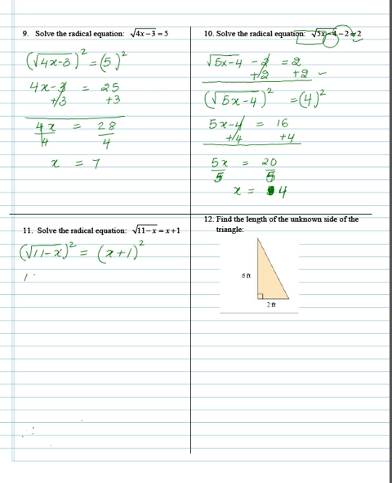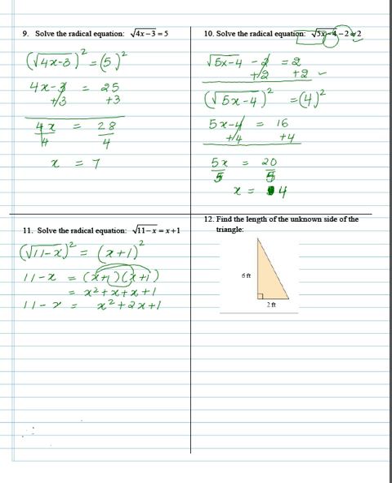Squaring the radical gets rid of the radical. Now what do I have here? x plus 1 squared. So that is x plus 1 times x plus 1. I'm going to go ahead and FOIL it. x times x, x squared, x times 1, x. Now the next one, 1 times x, x, 1 times 1, 1. So this gives me x squared plus 2x plus 1.